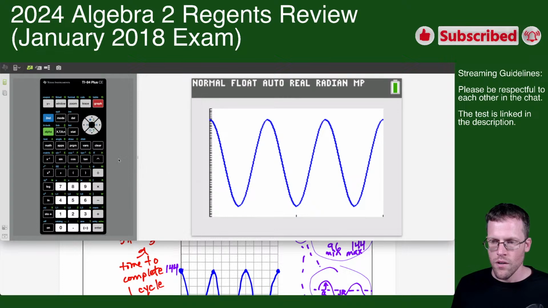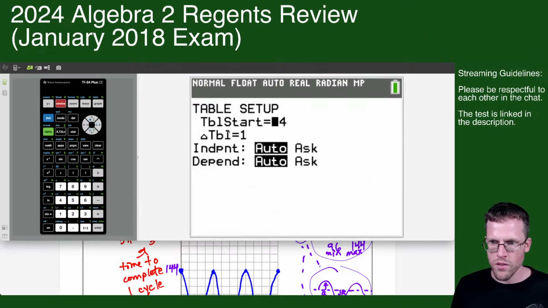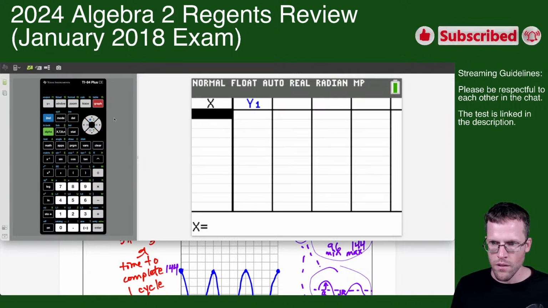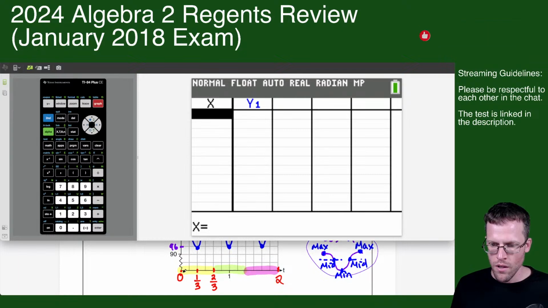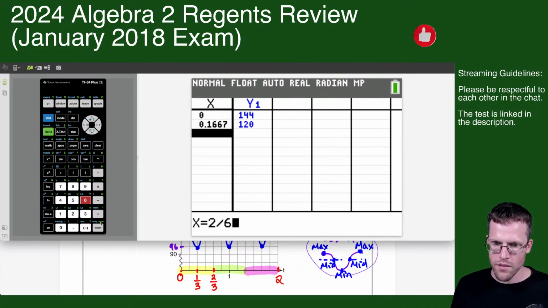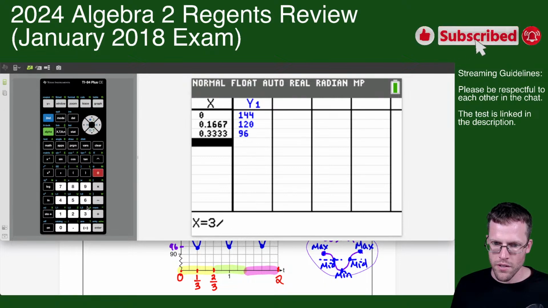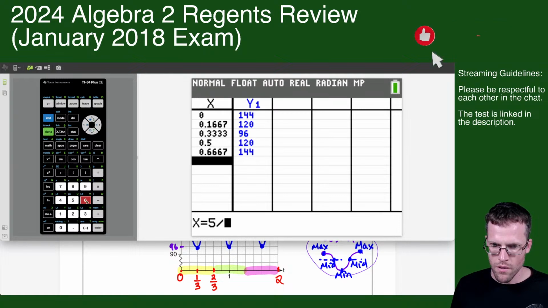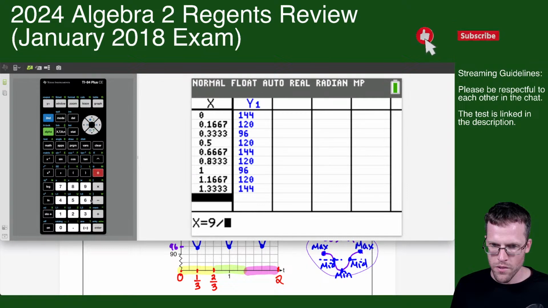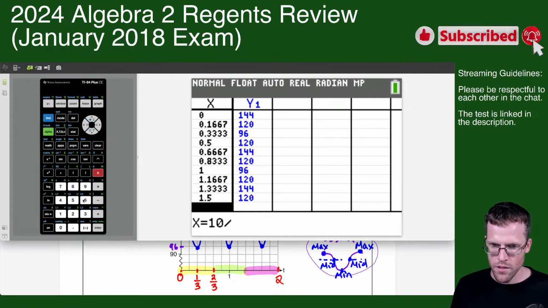And there it is. Okay, and if I make my table, I'm going to press second window and I'm going to go to ask. I could just type in custom values. Like we have 0, and then I'm counting by 1 over 6. So I have 0, 1 over 6, 2 over 6, 3 over 6. 3 over 6 is a half. I could just keep doing this. 4 over 6, 5 over 6, 6 over 6 is 1. Then I have 7 over 6, 8 over 6, 9 over 6, 10 over 6.